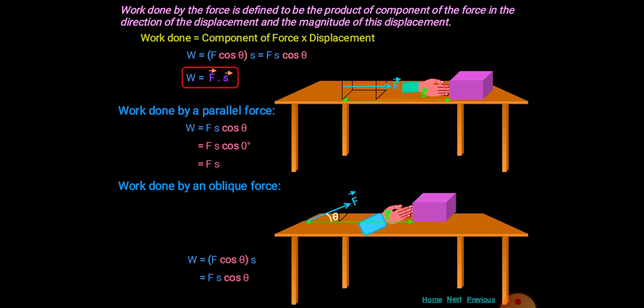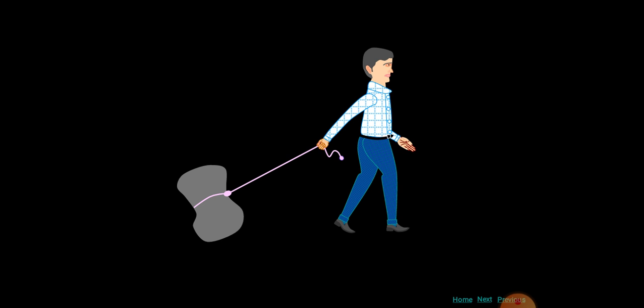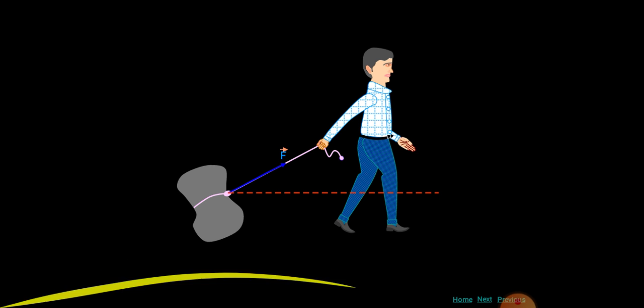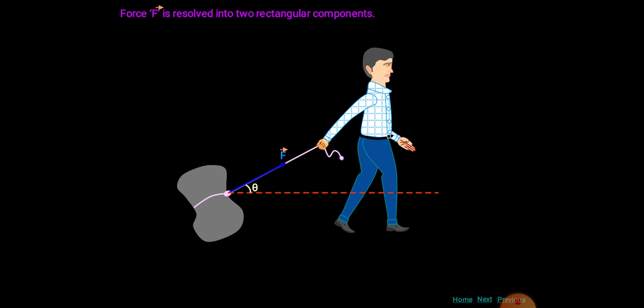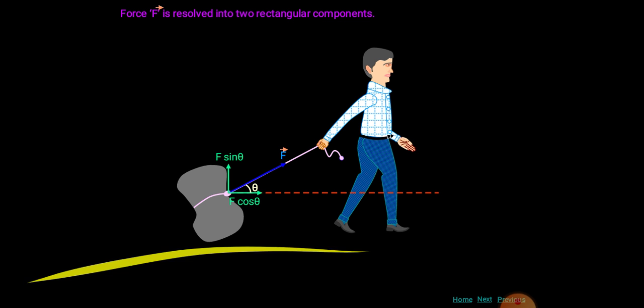Now let us try to understand an example of work done. Here we have taken one load, and the man is carrying that load. Here the force F we have divided into two components, one in the horizontal direction and another in the vertical direction. F sin theta is the component acting in the vertical direction, and F cos theta is acting in the horizontal direction. So here F is resolved into rectangular components.